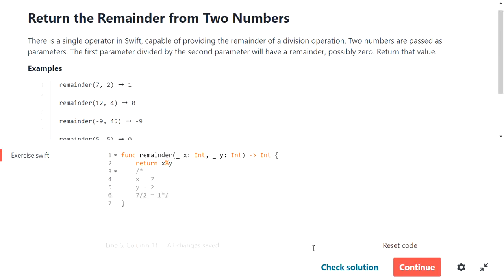So we'll check the solution here. So our solution is correct.